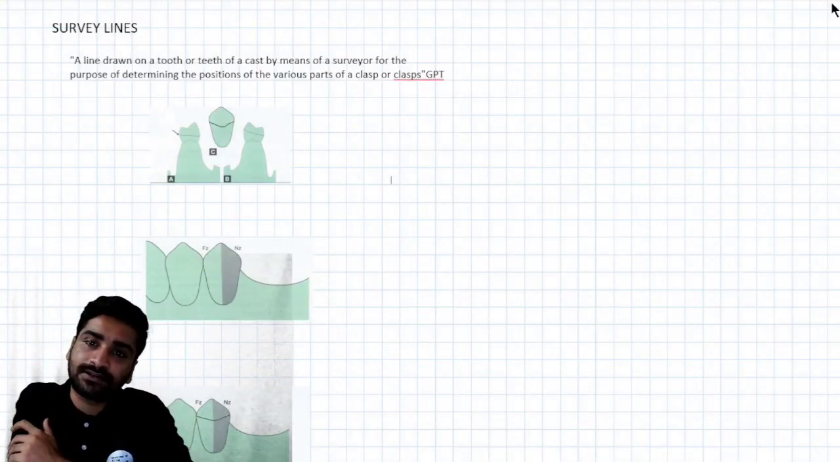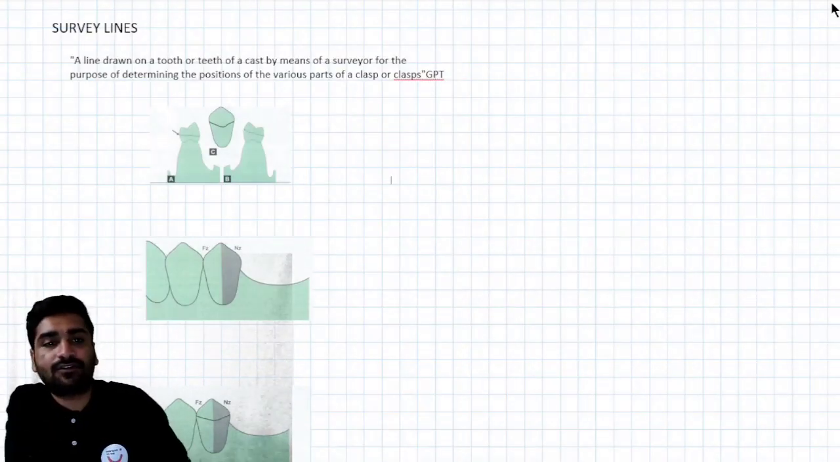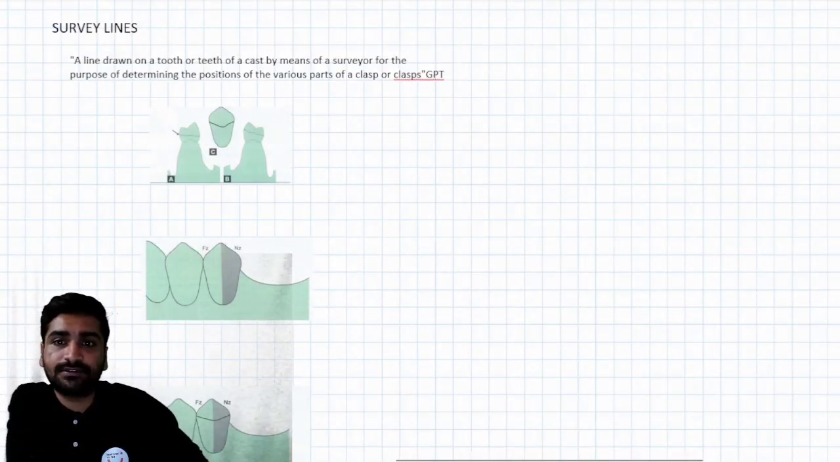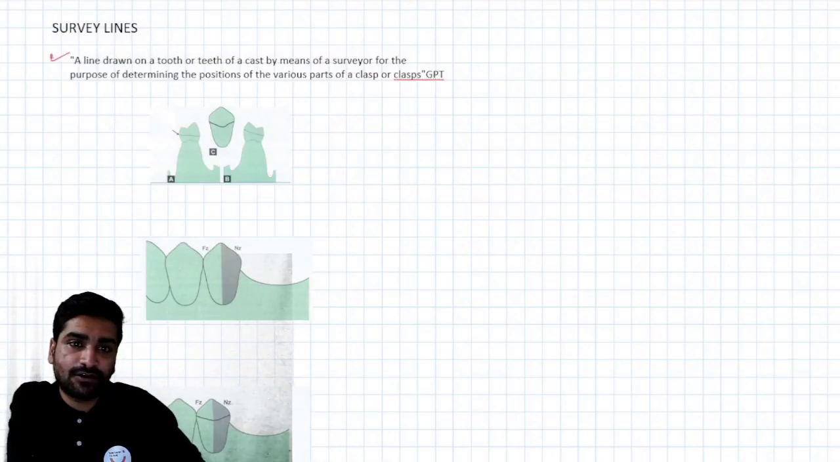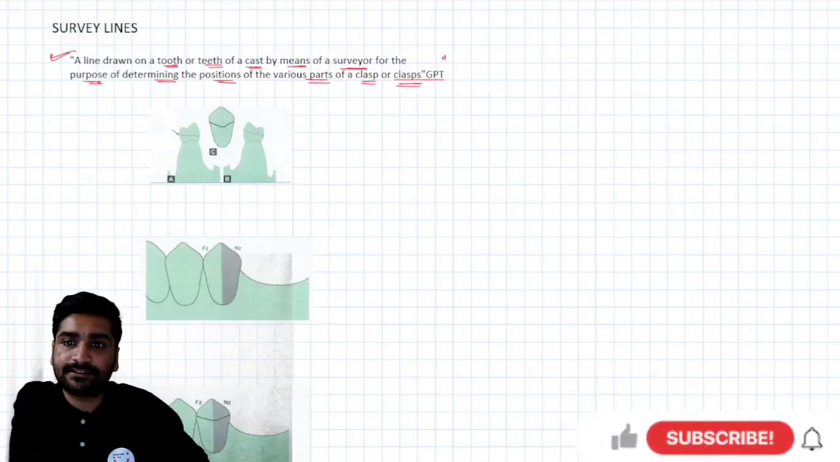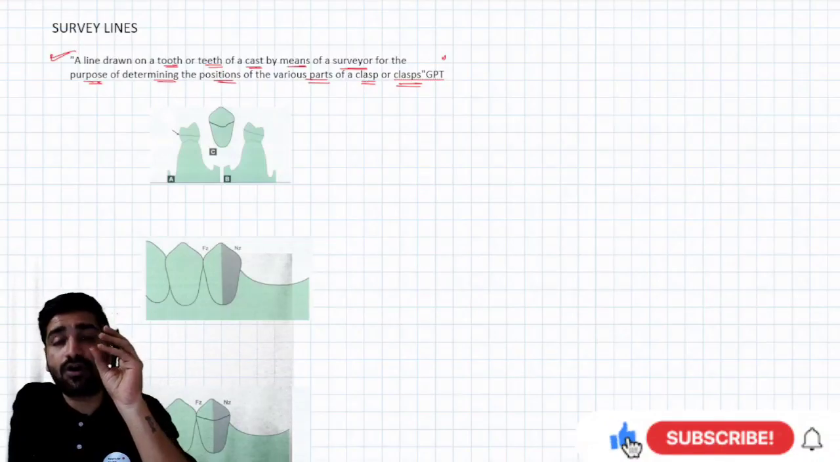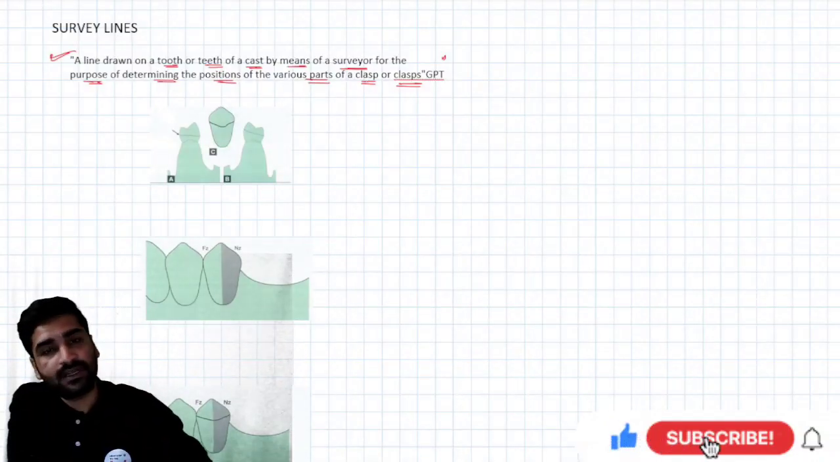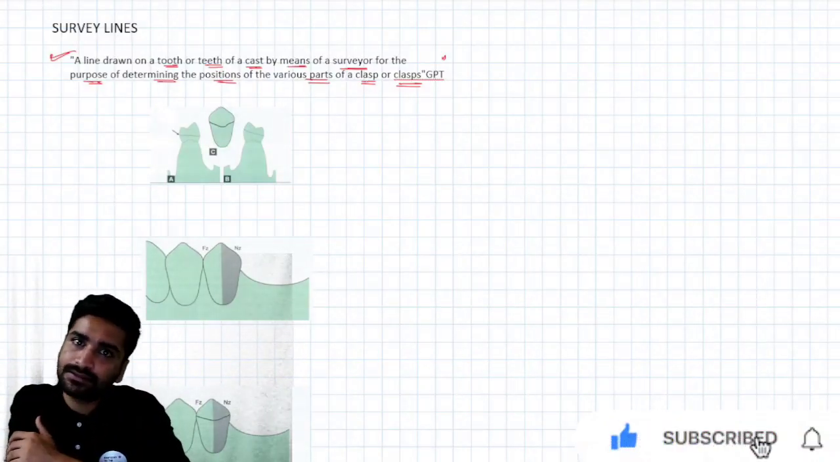it is called a survey line. If I want to define it according to the glossary of prosthodontic terms, I would say: a line drawn on a tooth or teeth of the cast by means of a surveyor for the purpose of determining the positions of various parts of the clasp or clasps. A single clasp or various clasps, it varies according to the clinical situation.